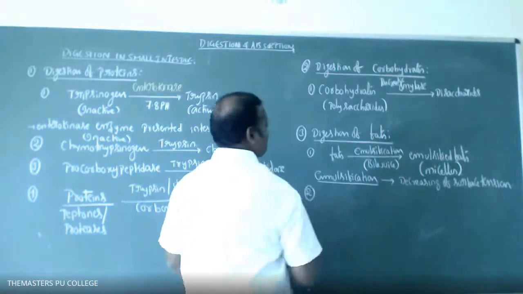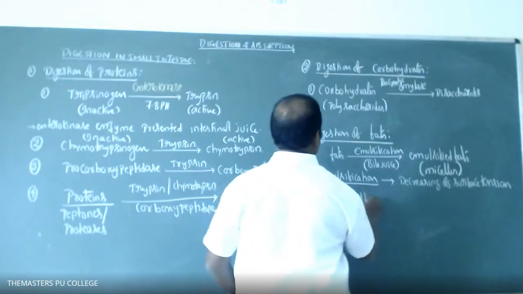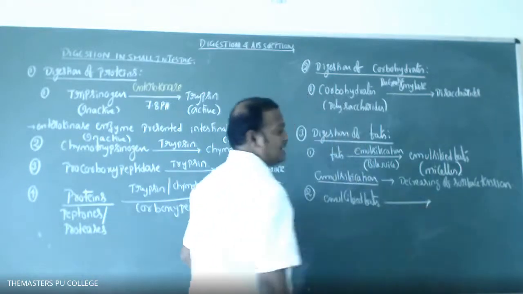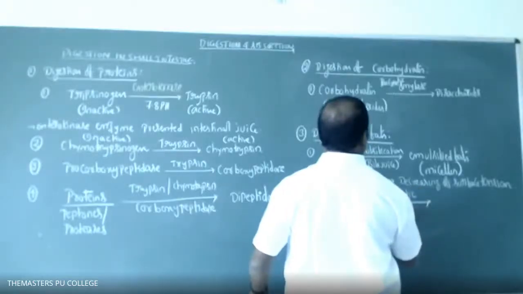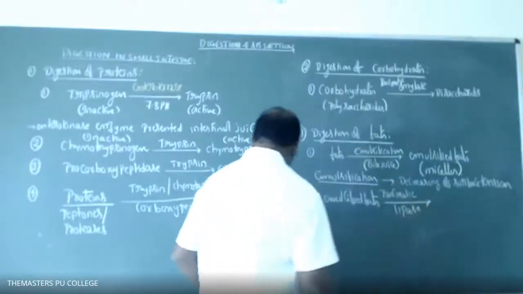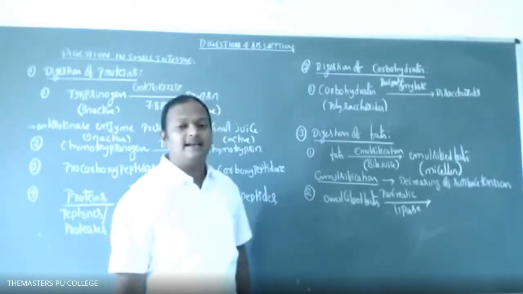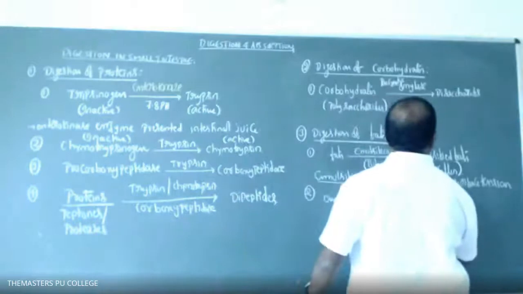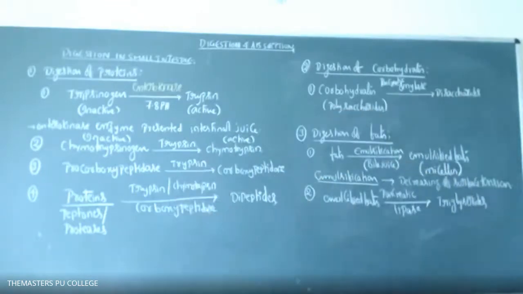Next, the second reaction. Emulsified fats. Which enzyme is helpful for fat digestion? Amylase or lipase? Sorry, lipase. Pancreatic lipase. Okay, students. Emulsified fats, by the influence of pancreatic lipase, are converted into triglycerides. So is fat digestion completed in the second reaction? Completed or not? No, sir.